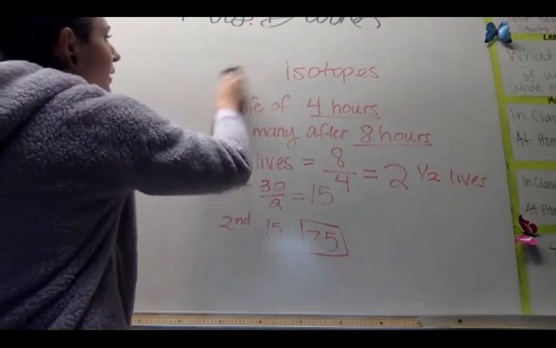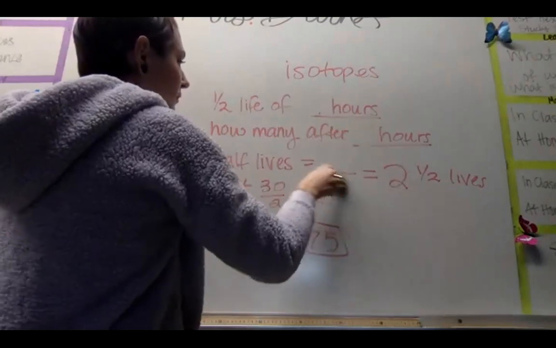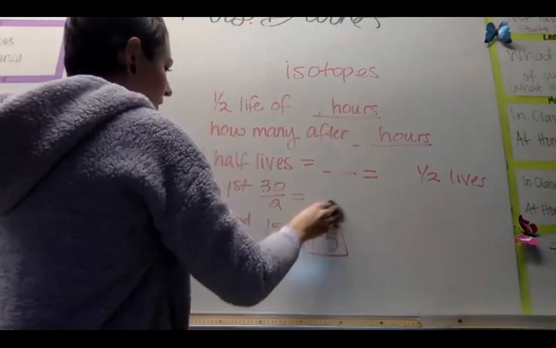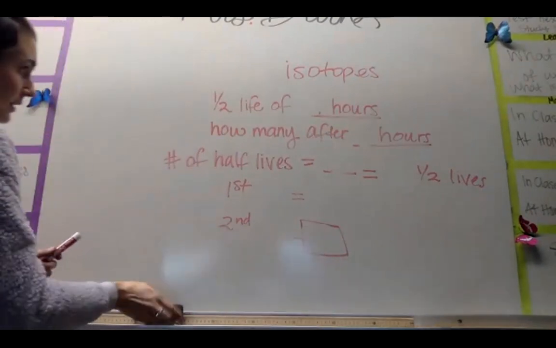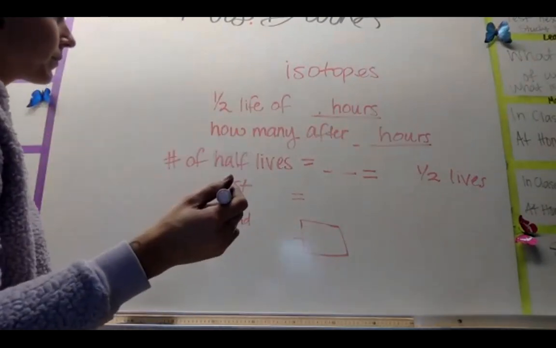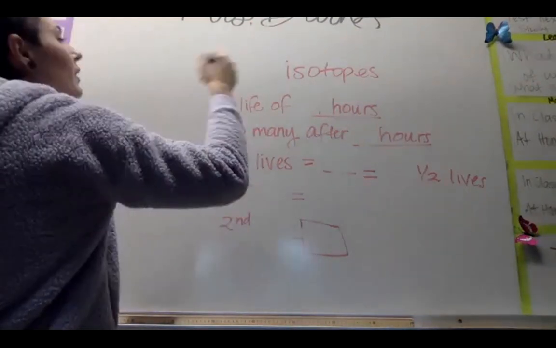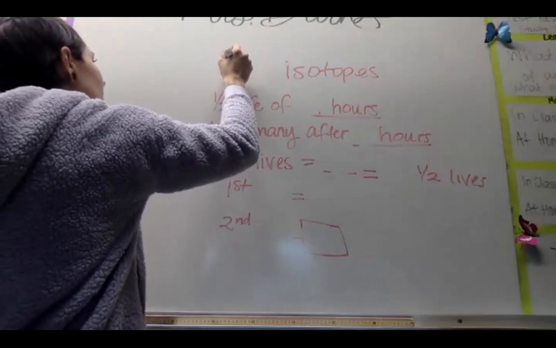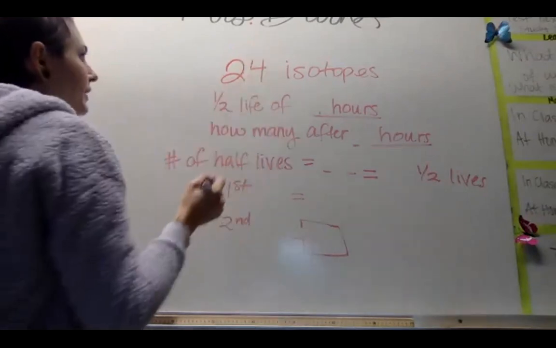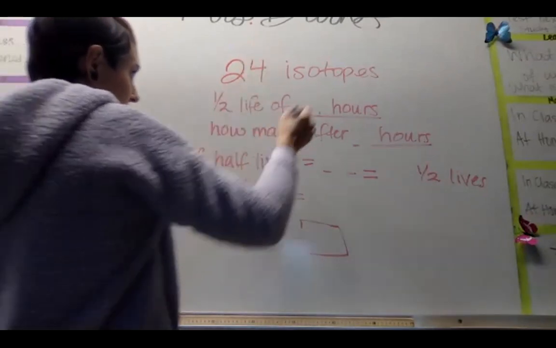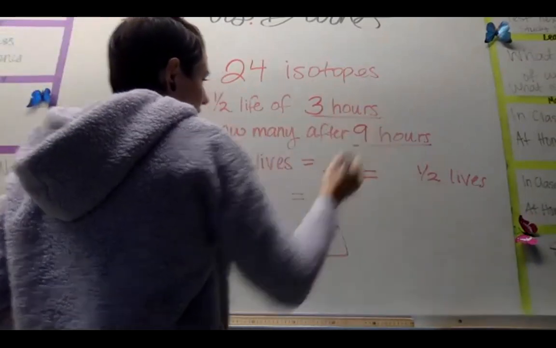So let's do one more example of half-life here, and then we can jump into that one last example. How many isotopes do we want to do? Let's do 24 isotopes. They have a half-life of 3 hours. And how many do I have after 9 hours?